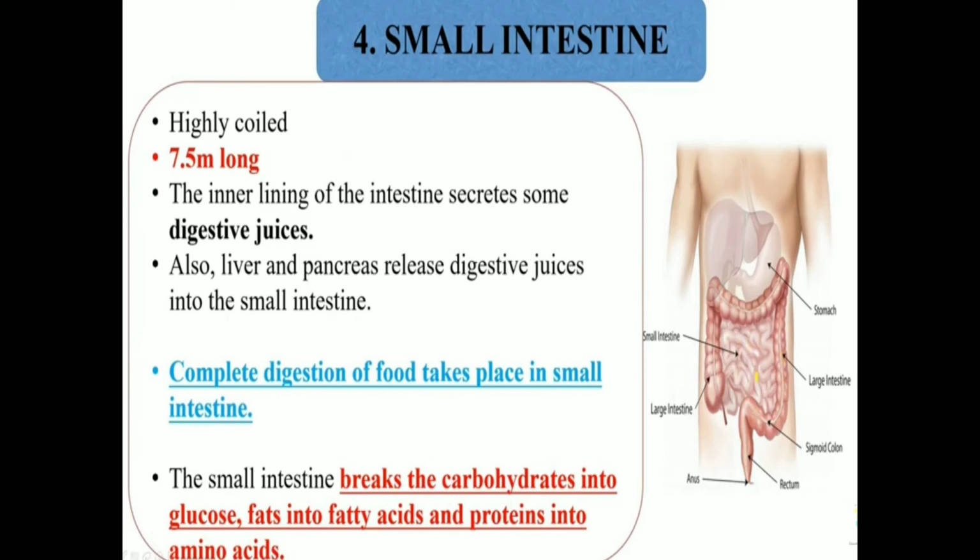We have studied that the liver and pancreas are digestive glands present in our body. They also secrete digestive juices and pass them onto the small intestine. So, with the help of digestive juices secreted by the liver, pancreas and the inner lining of the small intestine, complete digestion of food takes place in the small intestine. Remember this: food is completely digested in the small intestine. Carbohydrates break down into glucose, fats into fatty acids, and proteins into amino acids.